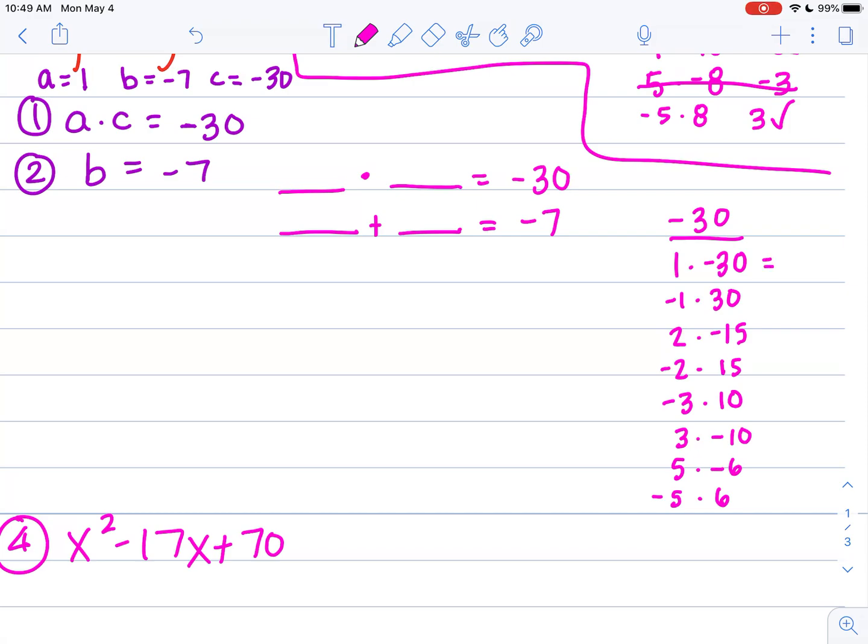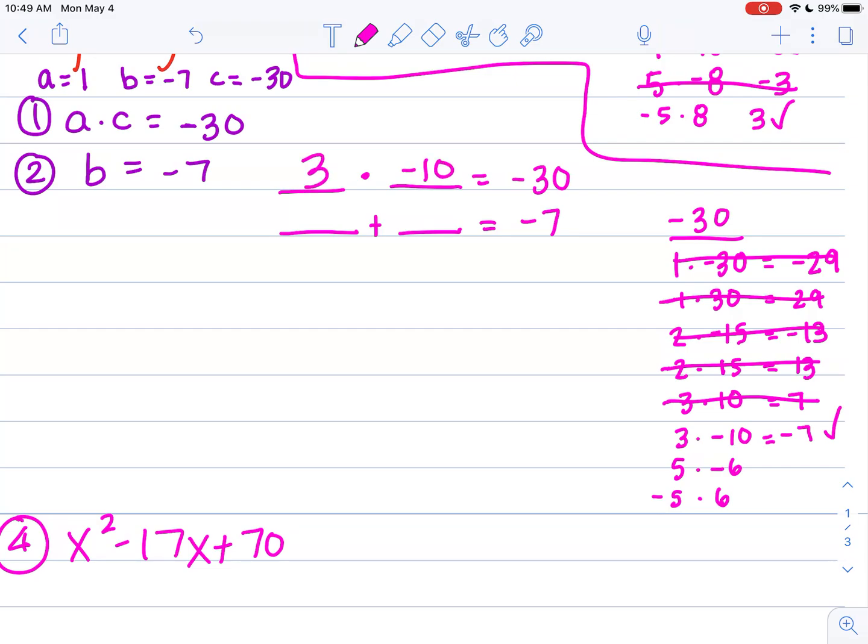So 1 minus 30 is going to be negative 29. That's not our B. That's not what we're trying to get. Negative 1 plus 30 is 29. That's not what we're trying to get. 2 minus 15 is negative 13. Negative 2 plus 15 is 13. Nope. Okay. Negative 3 plus 10 is 7. We're close, but we need a negative 7, right? So that's not right, but this one's going to work. 3 minus 10 is negative 7. That checks off. So that's going to be our answer.